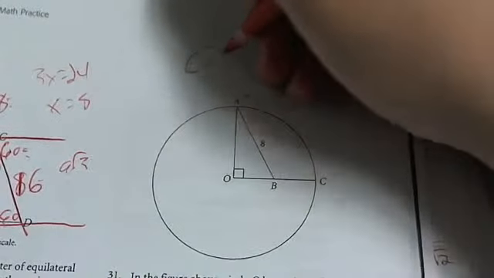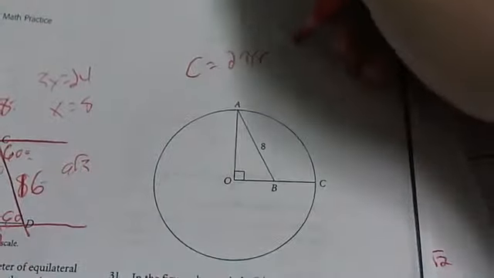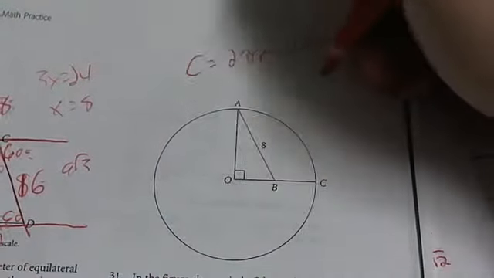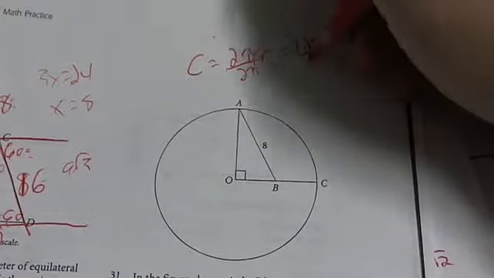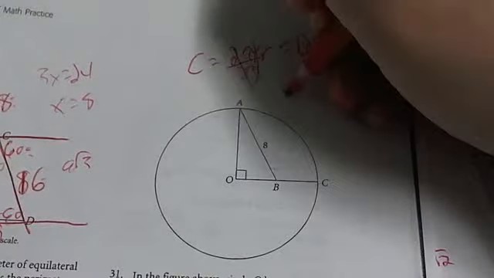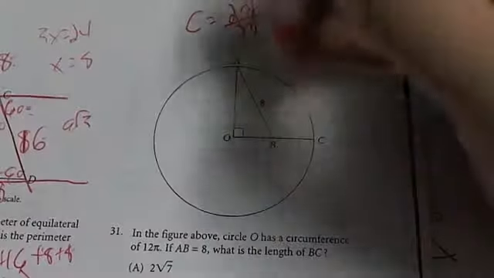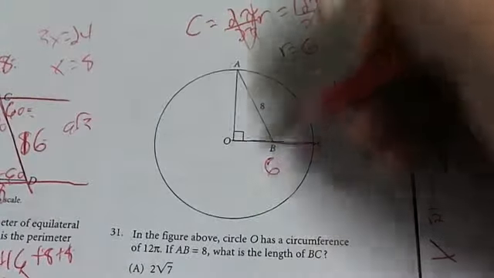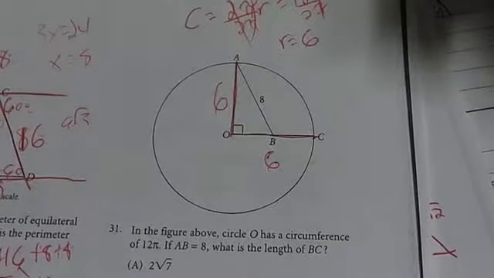So the circumference is 2 pi r, and that is equal to 12 pi. Divide both sides by 2 pi. Pi's cancel. 12 divided by 2 is 6. So the radius is 6. So again, what is the radius? The radius is from the middle to the edge. So here to here is 6, and also from here to here is also 6.